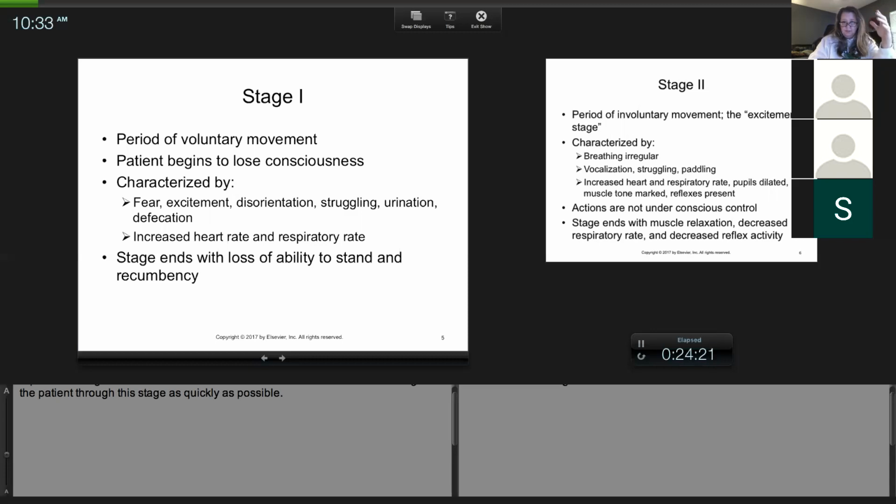This is the stage where they're starting to lose consciousness. They are not unconscious, but if a dog has a pre-med on board, they are not going to be as conscious as when they walked in the door. So what happens in stage 1? Sometimes they can get a little fearful. They could be disoriented. They might be more sedated.